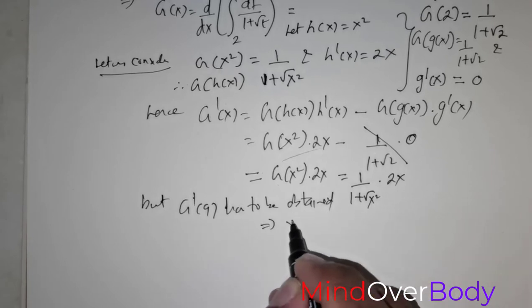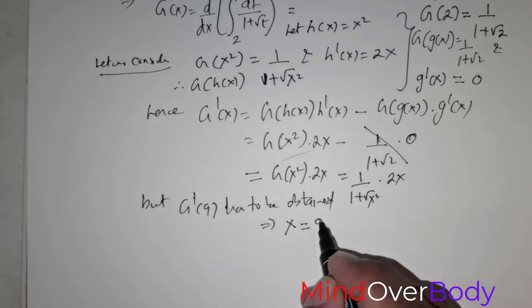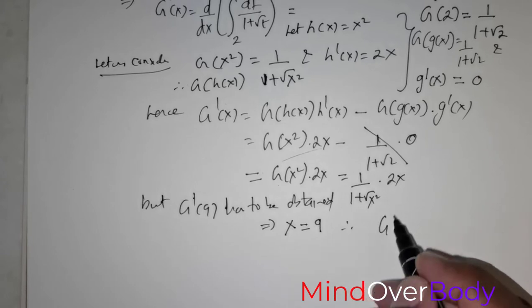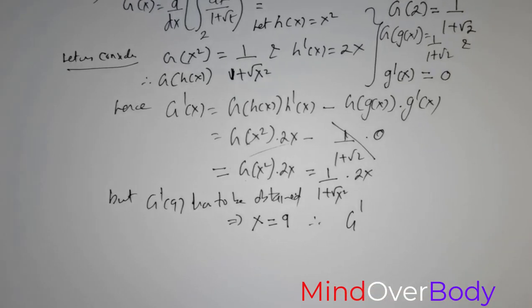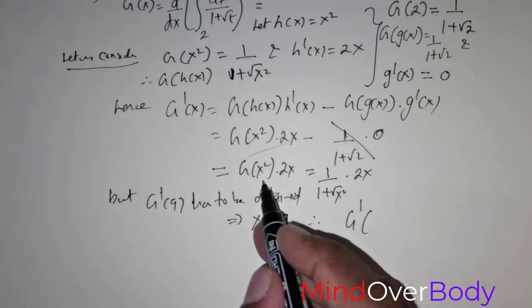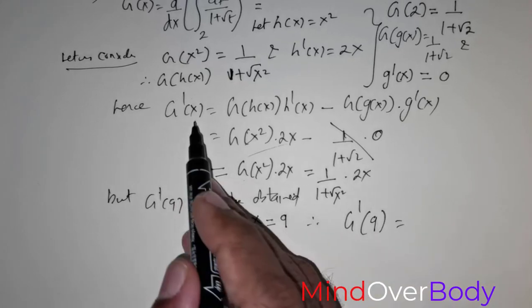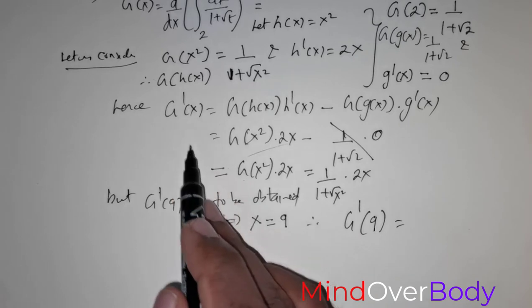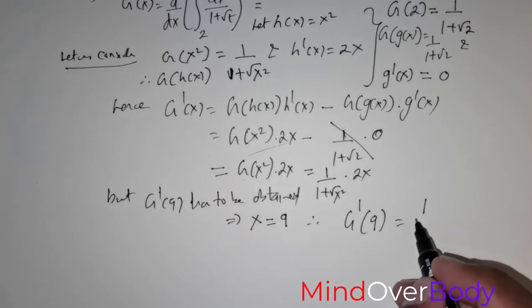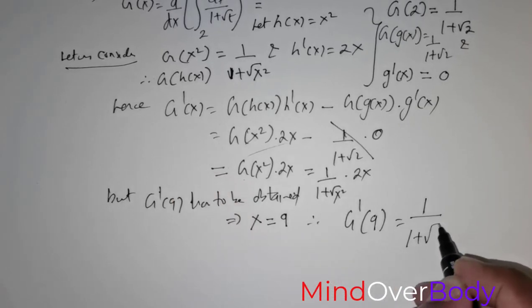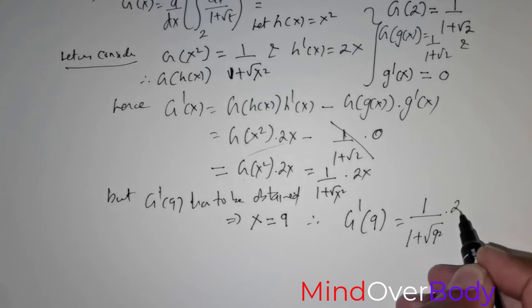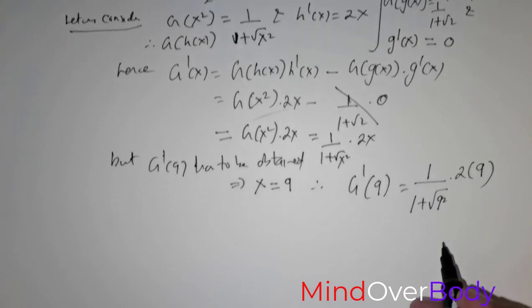This means the value of x is equal to 9. So therefore g dash of x squared: if I substitute 9 in place of x, it's going to be 1 over 1 positive root of 9 squared times 2 times 9.